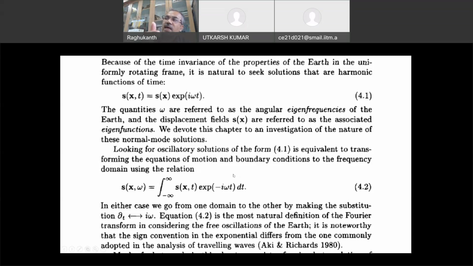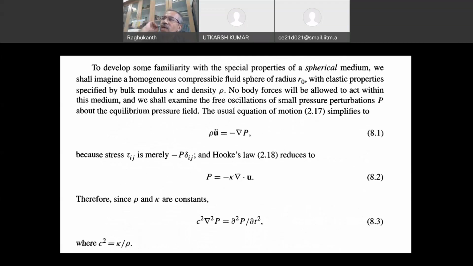So you have a data set which is a function of time. Now we are splitting this and trying to look at this data as a function of frequency and other details also, okay. That is the general philosophy. Now we have to do it for a spherical medium, that is, for the actual spherical earth, okay. So now let us see one simple solution.